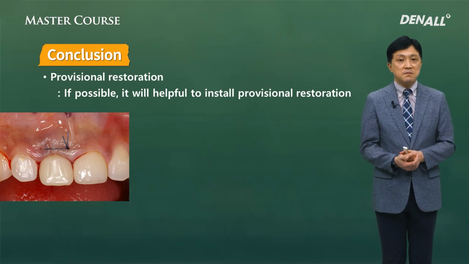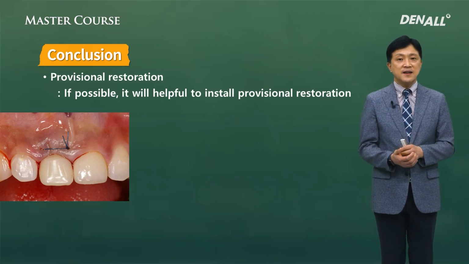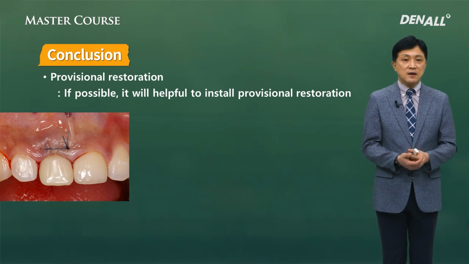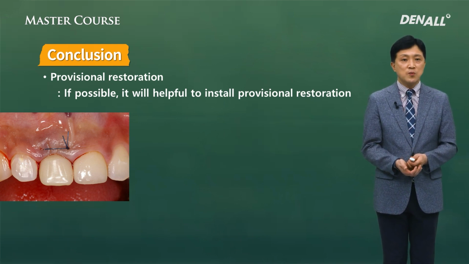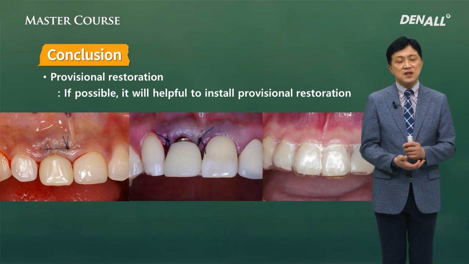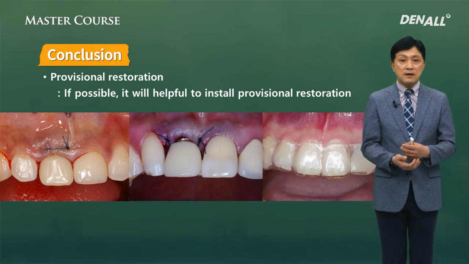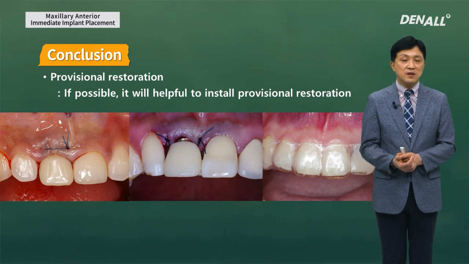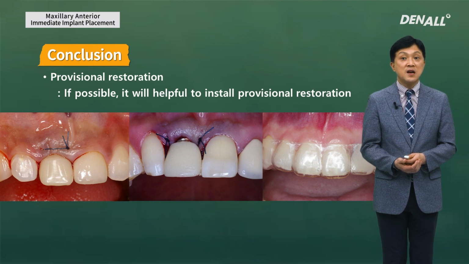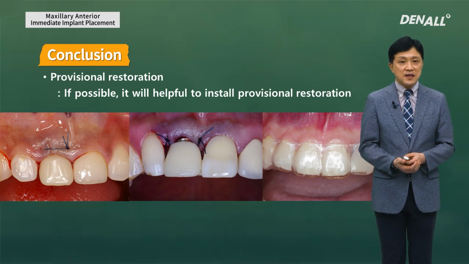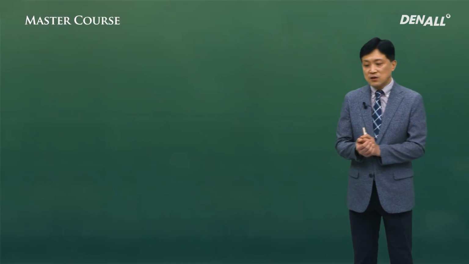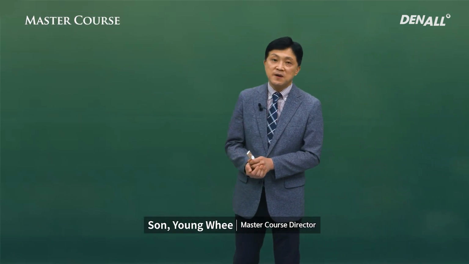Provisional restoration, if possible, we need to provide the provisional restoration to a patient. But we should not go overboard. Conventional, bonded, and A6 types are available for the provisional restoration. Today, I talked about immediate implant placement in the anterior maxilla very briefly.